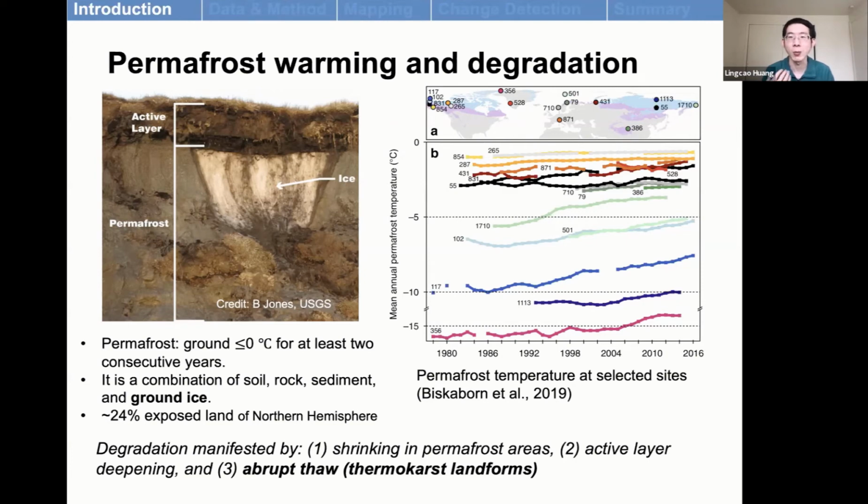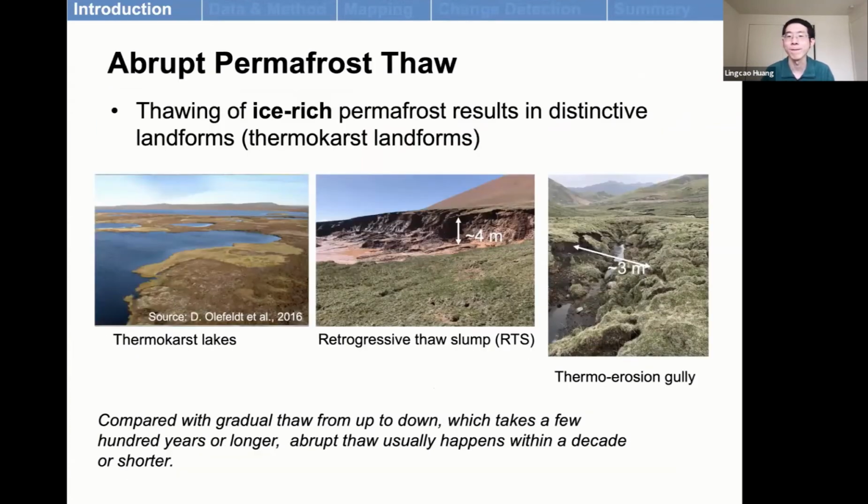And my topic today is mostly focused on abrupt thaw. In some literature, they are also called thermokarst landforms. There are several kinds of thermokarst landform. I will talk about them later. Here are some photos of thermokarst landforms. This one is a thermokarst lake, which is quite common in the Arctic, in the continuous permafrost region.